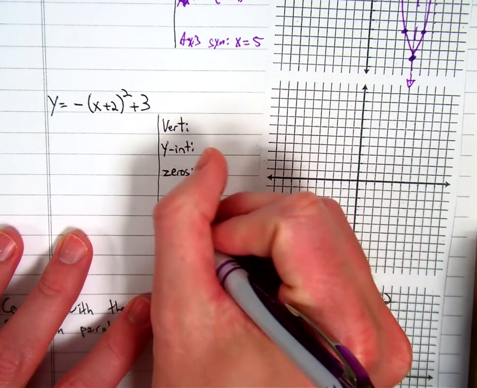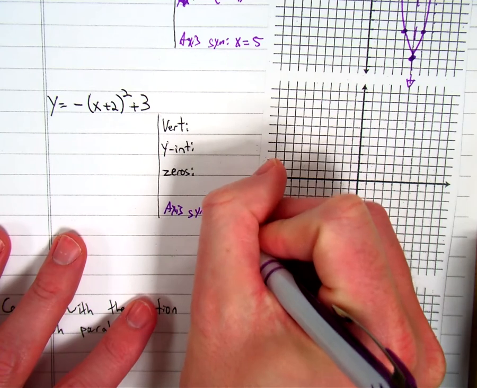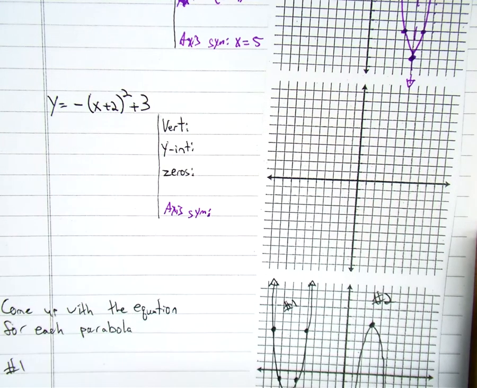Let's have you push pause and try to do all of that again. In fact, let's add axis of symmetry again. Let's have you go through and do all those real quick. All right. Push pause if you haven't pushed pause already.